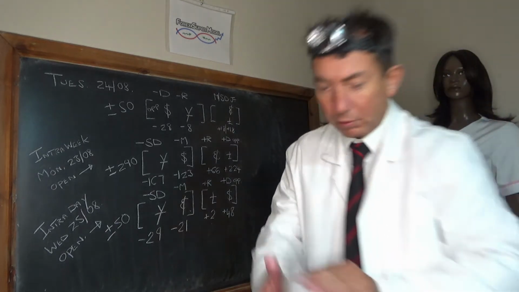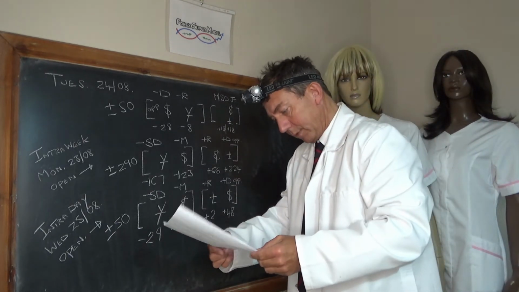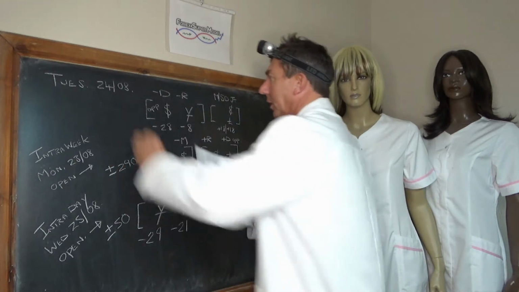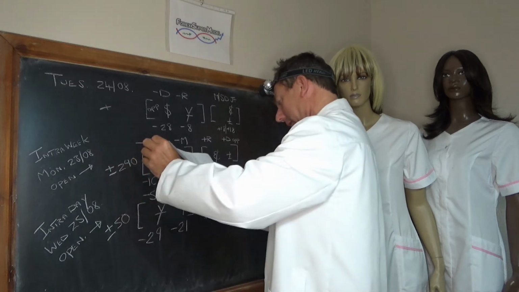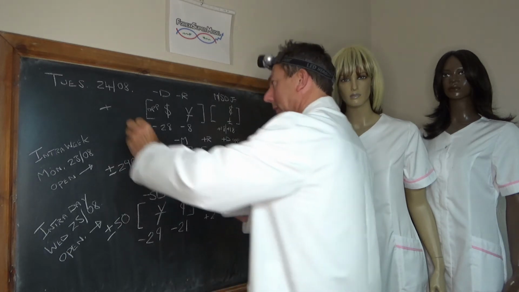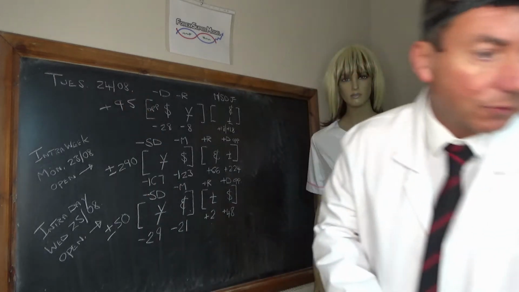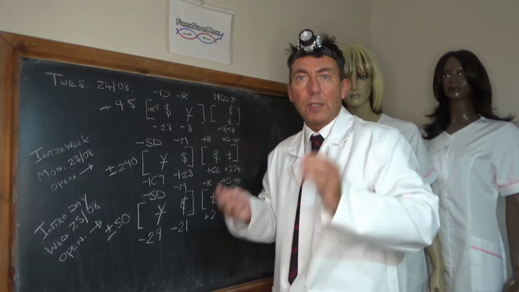In fact, I've probably written the wrong one. Yeah, I have there. So it's plus or minus 95 there. Yes, that's right, plus or minus 95. Right, so that's the activity for yesterday. Right, we're going to stop it there and write up the flows.